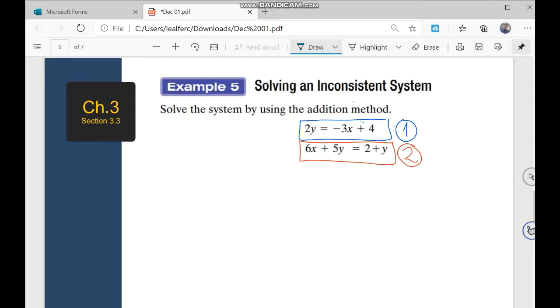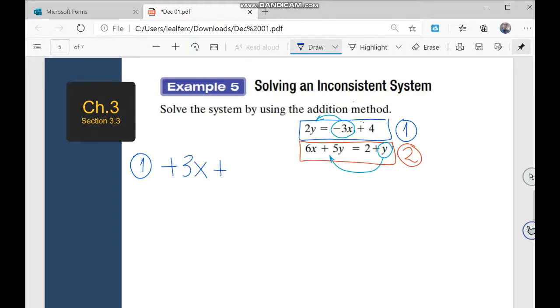The first step is to make it look like the standard form. It's not in the standard form yet. So let's move all the variables to the left hand side to be in the standard form. When we move, we need to change the sign, remember? I'm going to rewrite here the first equation. If we move negative 3x from the right hand side to the left hand side, it is going to become positive 3x.